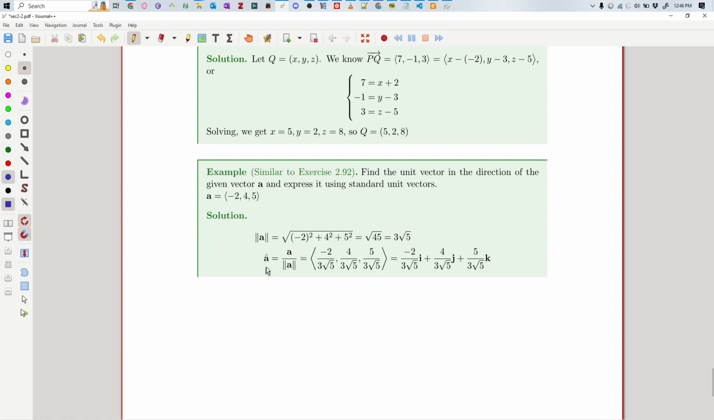So the unit vector in the direction of A, which I'm denoting by A hat, is A over its magnitude, which means that we can divide by 3 radical 5. Pushing this scalar, 1 over 3 radical 5, into each of the components of the vector A, which then gives us this. And then lastly, I re-express it so that it's using standard unit vectors.